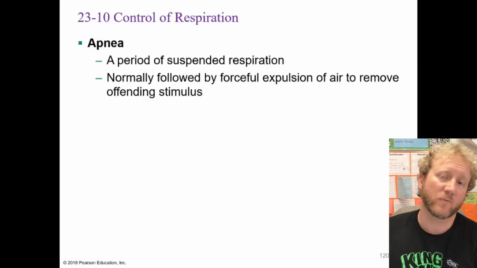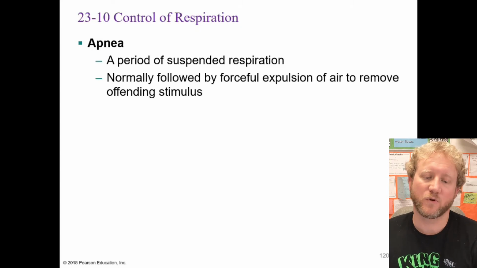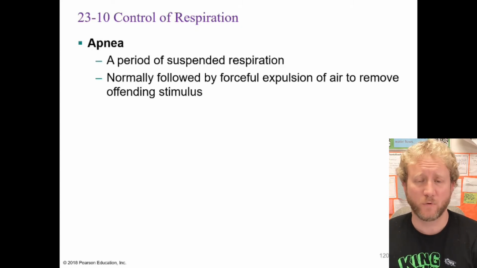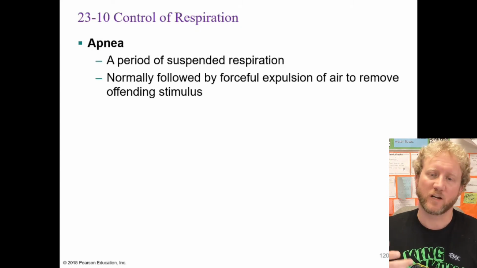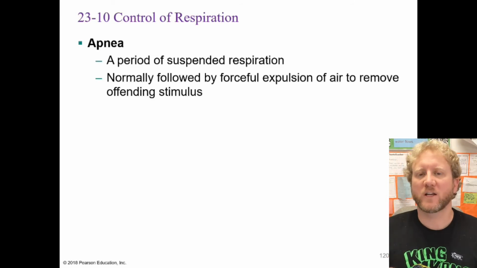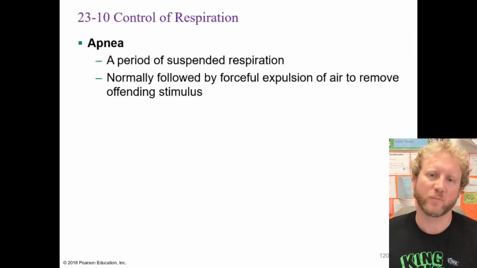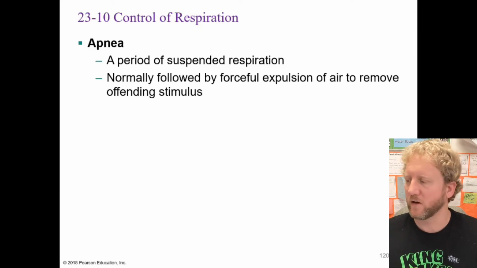This would also apply to regular apnea, especially if you are doing a forceful expulsion of air to remove the offending stimulus: you're choking. Food is lodged in your throat. You do abdominal thrusts with a forceful expulsion of air to remove the offending stimulus, whatever the food particle is, because you were eating too fast and talking while you were eating.